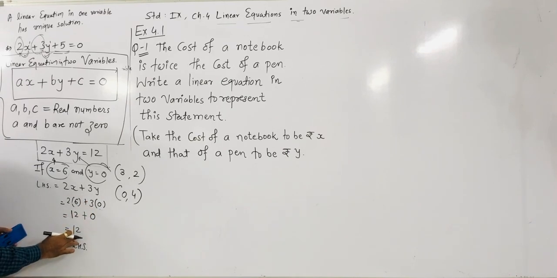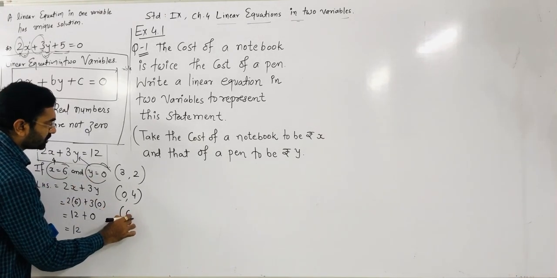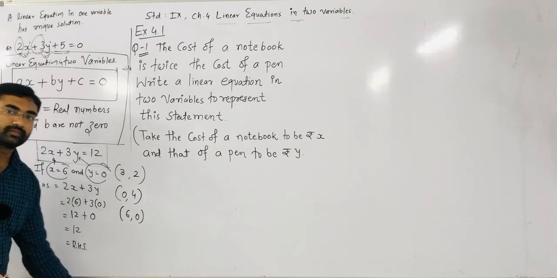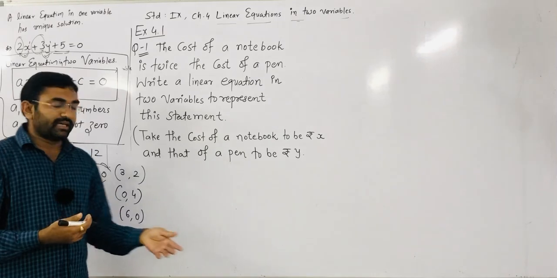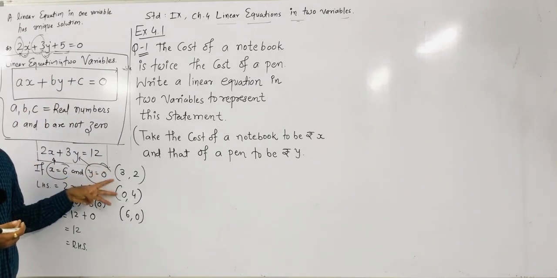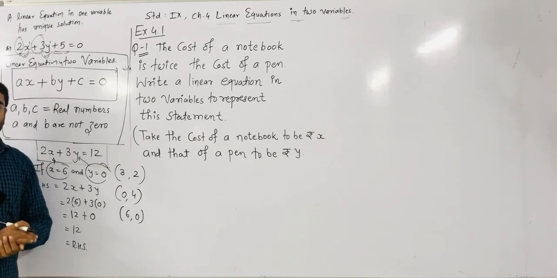12 plus 0 is 12. So on the right hand side we get the same as the equation. So it means that x = 6, y = 0 is also a solution of the given equation. In the same way you can find more solutions, right? Here, for example purposes, I write 3 solutions. Infinitely many solutions are possible.